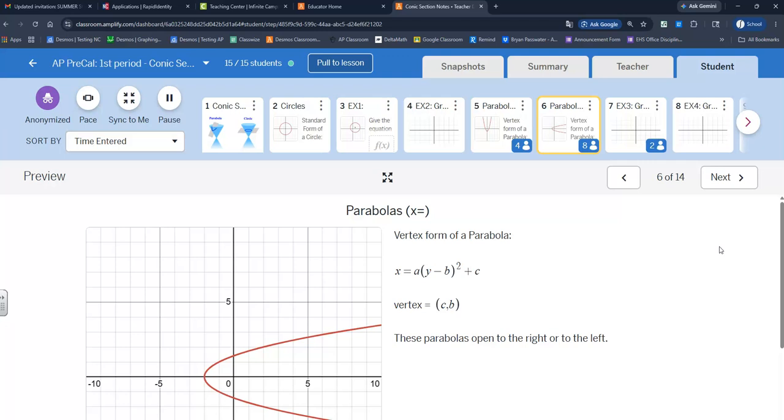You have to be careful with this one for the vertex. All the transformations are backwards because it is an x equals equation. So like this c right here is actually moving the graph left or right, and it goes in the correct direction. So that's your x coordinate. The b right here is inside of the parentheses, so it's opposite direction, and it's in there with a y, so it's your y coordinate for that. And these parabolas are either going to open to the right or the left.